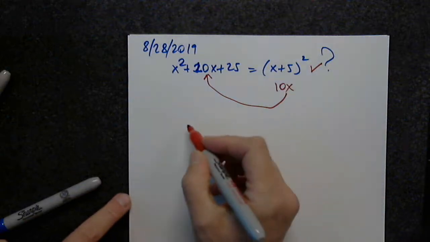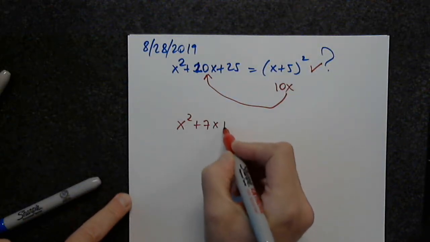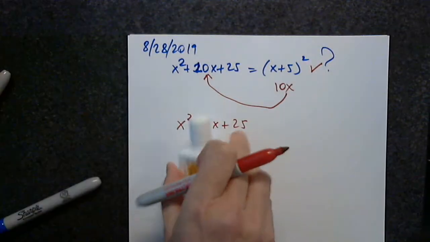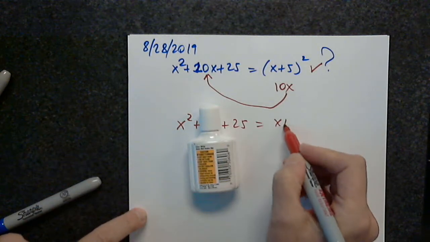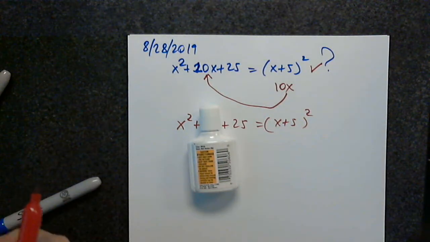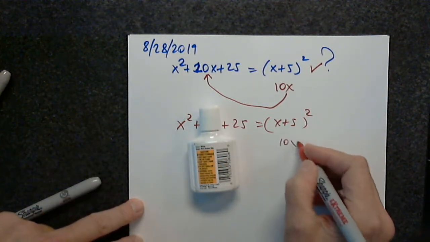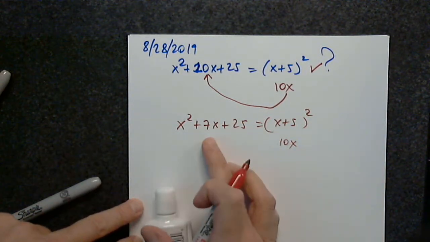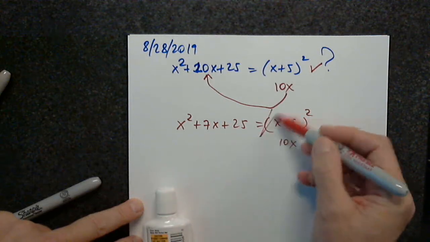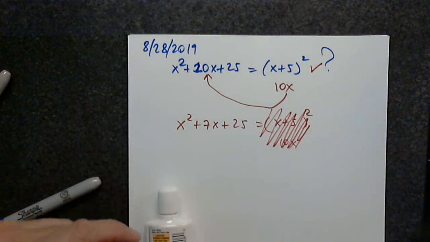A counterexample would be, let's say, x squared plus 7x plus 25. And it's very clear that this is x plus 5 squared, right? Because it's x squared and 25. But the middle term here is 10x. But the middle term here is not 10x. So obviously this is not correct.